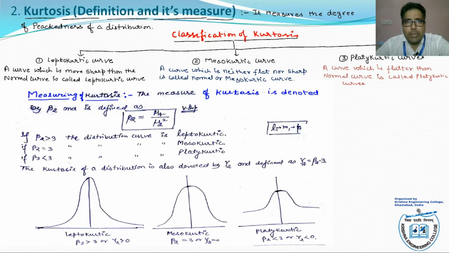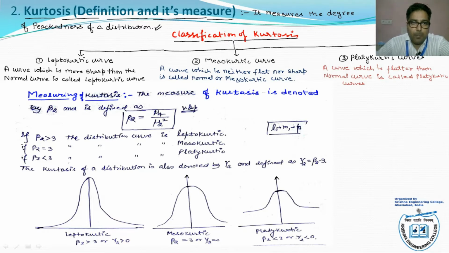And the next topic is kurtosis. Kurtosis measures the degree of peakedness of a distribution. The kurtosis of a distribution is characterized in three types: leptokurtic curve, mesokurtic curve and platykurtic curve. Now, first we define the mesokurtic curve. A curve which is neither flat nor sharp is known as the normal curve or mesokurtic curve. The second diagram is the mesokurtic curve.